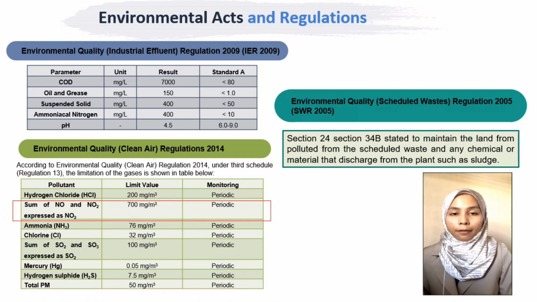For the scheduled waste, it is stated in Section 24 and 34B to protect the land from being polluted by scheduled waste or any chemical produced from the plant such as sludge. Meanwhile, for the Environmental Quality Clean Air Regulation, it is stated in the 3rd Schedule of Regulation 13 that the maximum exposure limit for nitrogen dioxide and nitric oxide is 700 mg per cubic meter in periodic monitoring.